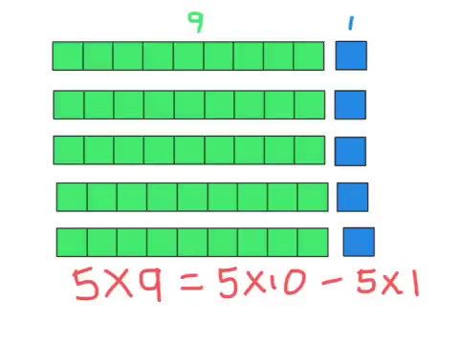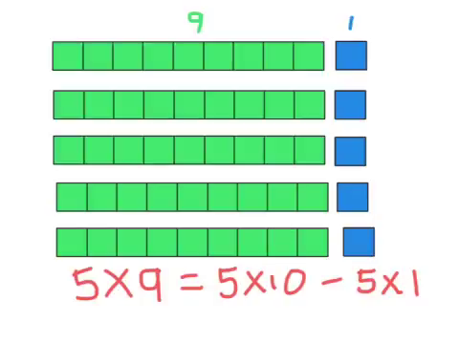Here's our next one. 5 groups of 9. 5 groups of 9 is our green part. We could find out 5 groups of 10. That's 50. We know that one, that's easy.